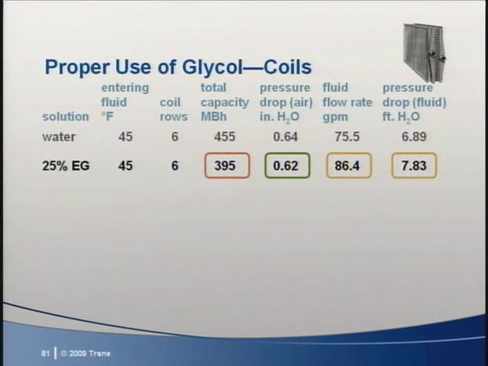Let's quantify that penalty. What happens to cooling coil performance? When we add ethylene glycol, cooling capacity drops 13% and pressure drop increases 14%. Both performance losses are caused by the lower specific heat and higher viscosity. Several options are available to recover lost capacity through coil selection and system design.